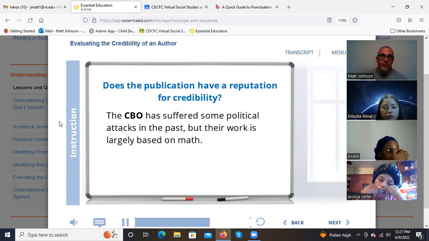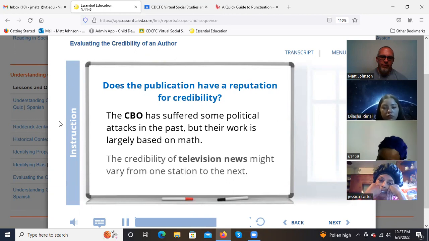The next obvious question is, does the publication have a reputation for credibility? The Congressional Budget Office has suffered some political attacks in the past, but their work is largely based on math. Since the CBO always shows its work, their opinion is pretty objective. The credibility of television news, on the other hand, might vary from one station to the next. Still, it would be very difficult for even the most credible news team to report with the same objectivity as someone who has specific knowledge of a topic.